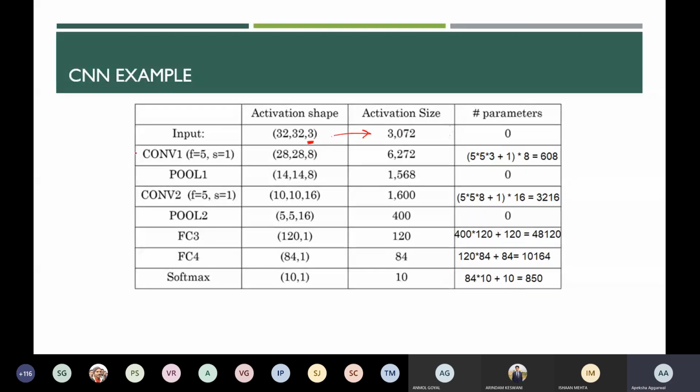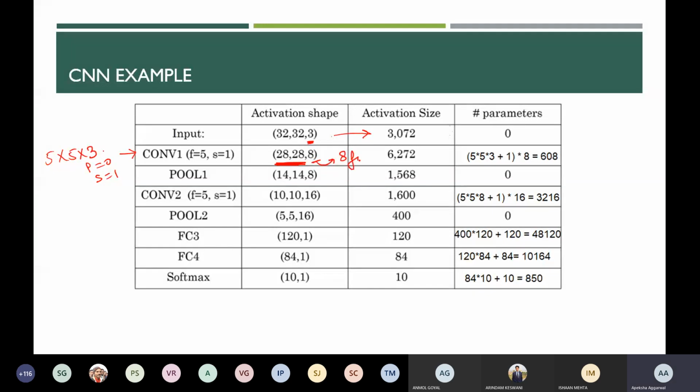Now here I'm applying a filter of 5 cross 5 cross 3 with a stride of 1 and padding of none, that is pad equals 0, s equals 1. So I will get n minus f plus 1. So this is 28 cross 28, the size of n minus f plus 1, and 8 is the number of filters. So the number of filters that I'm applying is 8.